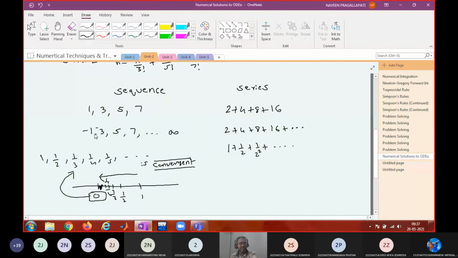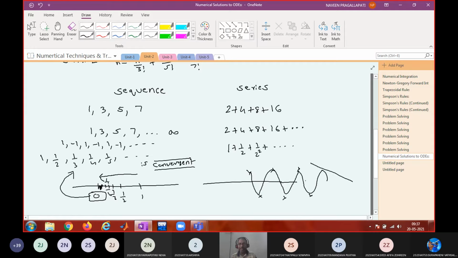Now the numbers can be like this also: 1, minus 1, 1, minus 1, 1, minus 1 and so on. As the number of terms goes to infinity, are these terms going to a particular number? It is oscillating. Are they approaching a particular number? No, sir. So can you say that it is a convergent sequence?